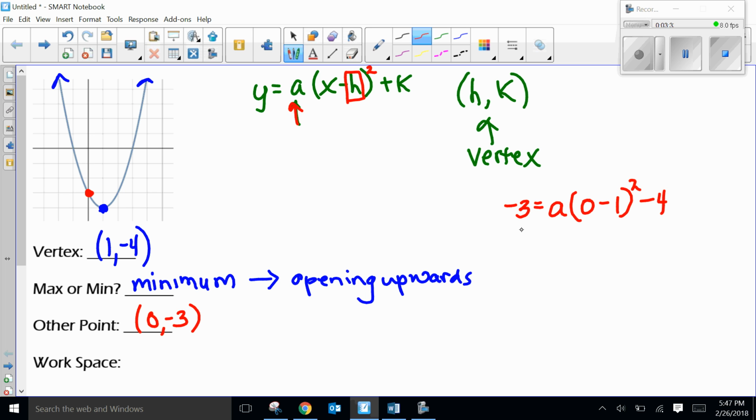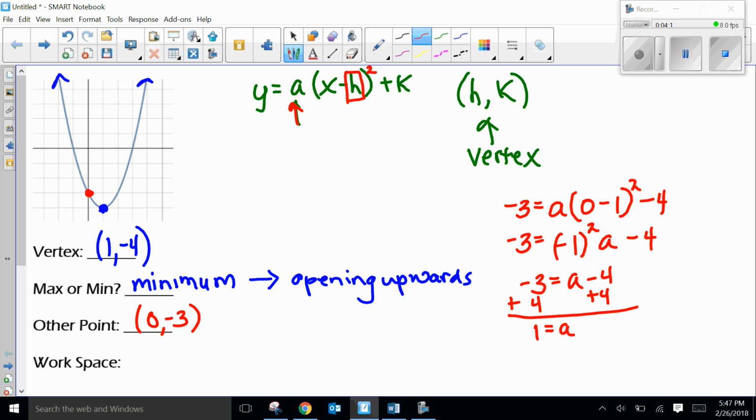Okay, so now I'm going to go through my vertex form. I have negative 3 equals 0 minus 1, which is negative 1. Negative 1 squared. I'm going to write all of this out so we can see it: negative 1 squared times a minus 4. Well, negative 1 squared will be positive 1. So I'll have negative 3 equals a minus 4. And now I'm going to add 4 on both sides to solve for my a value. So a is 1.